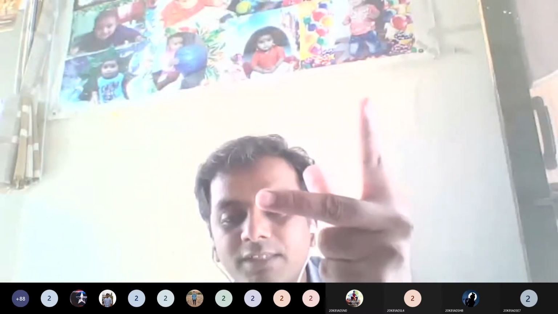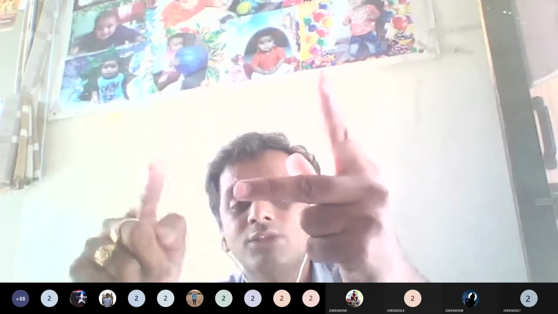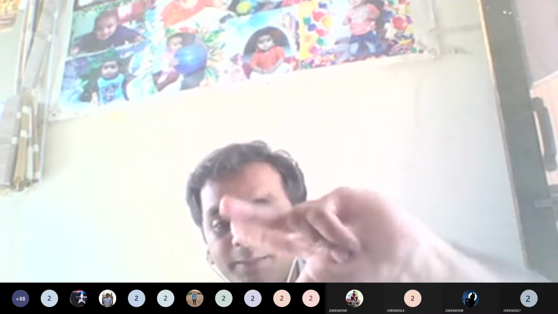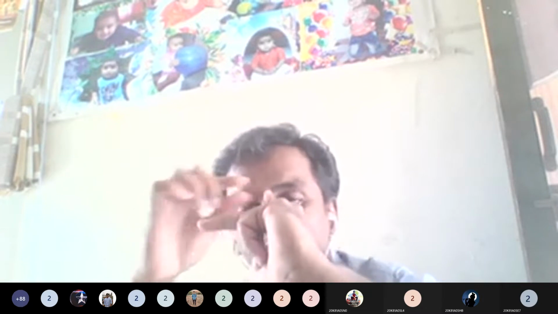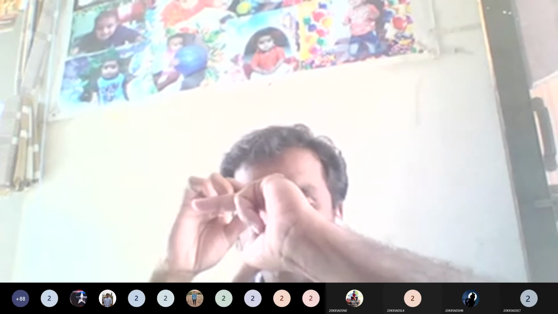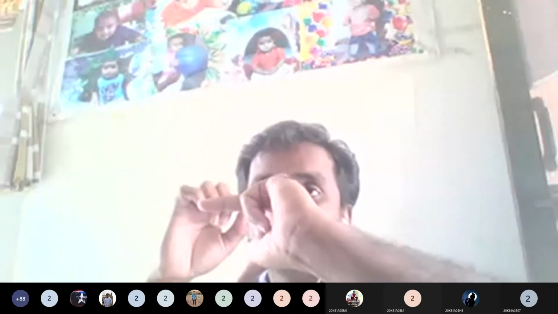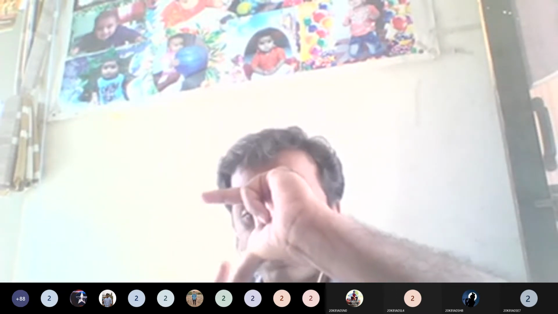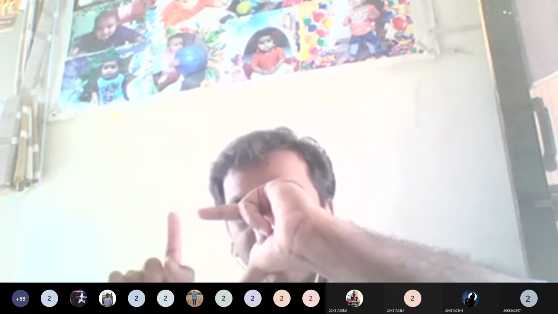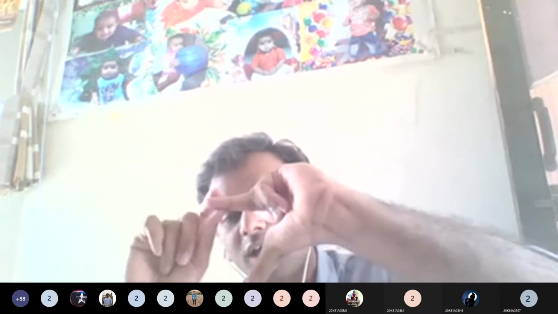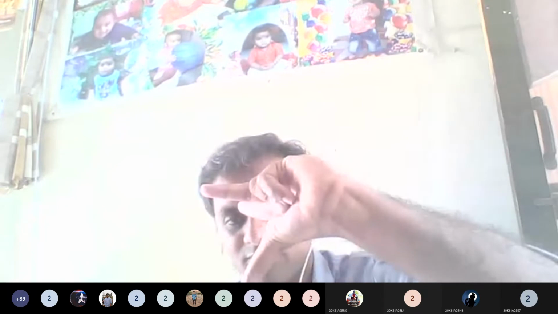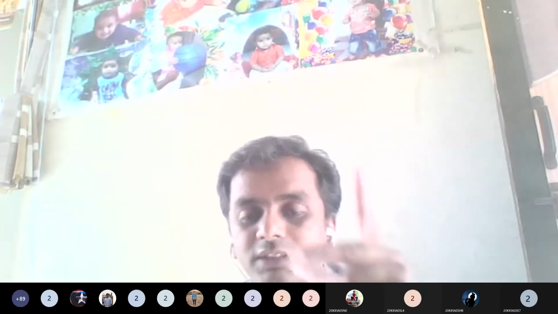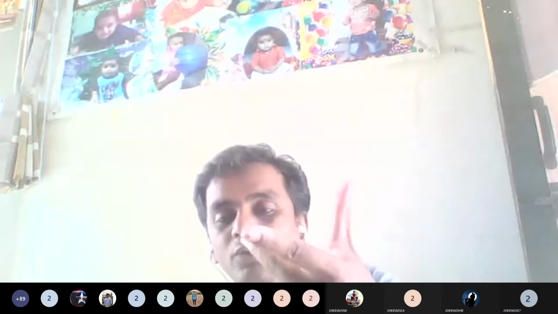Now I am placing it according to what we took previously: the x-axis is the current direction, and the magnetic field is applied outward to the screen. The index finger shows the magnetic field direction and the thumb shows the force direction. This is the current direction, this is the magnetic field direction. What is the force direction? Downward direction. By using this left hand rule, we can calculate the direction.